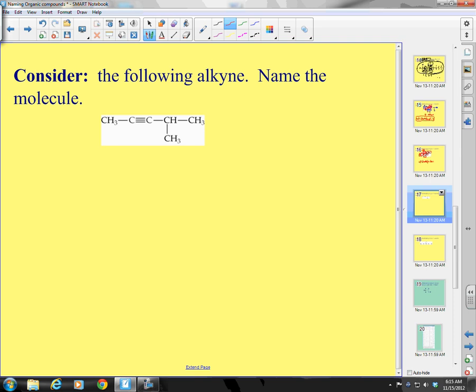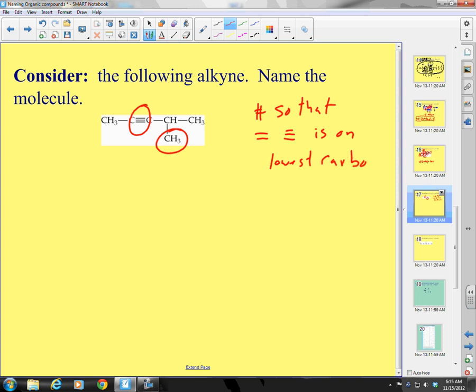Aha. What do we have to do here? Well, we've got 2 things going on here. I've got a triple bond, and we know we have to number that, and I have a group. Okay. The rule here is if you have a multiple bond, you want to number so that the multiple bond, the double or triple, is on lowest carbon. That makes it easy in numbering, right?